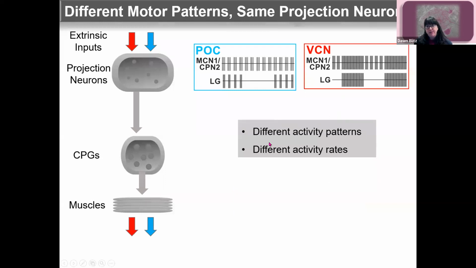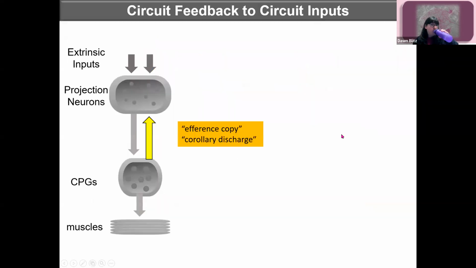And the obvious difference is the difference in the patterns of projection neuron activity. I'll come back in a little bit to also talk about differences in the firing rates. So I'm going to start with the activity patterns. And this means that I get to add in my favorite arrow in this schematic here, which indicates that there is feedback from CPGs to their projection neuron inputs.